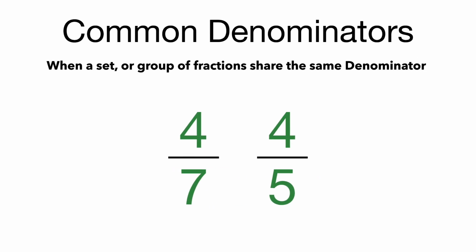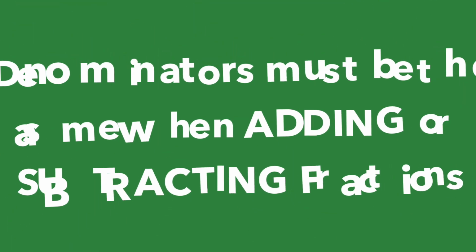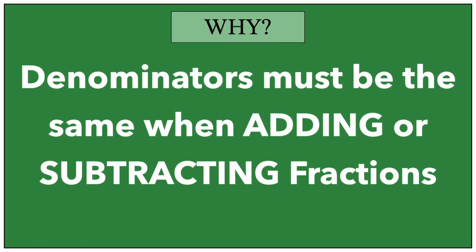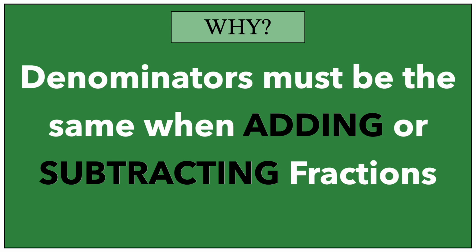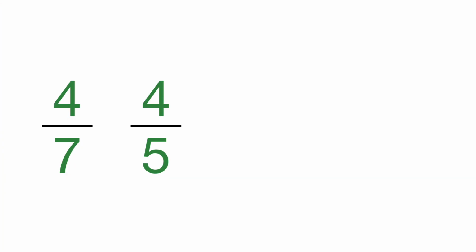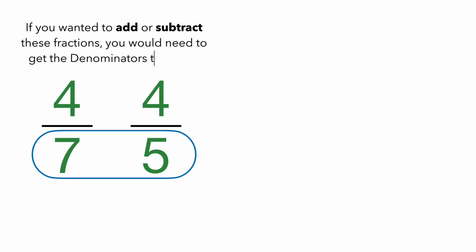Let's do another example. So we have 4/7 and 4/5. These are not common denominators because 7 and 5 are not equal. Even though the numerators are the same, that doesn't matter because the denominators have to be the same to be common denominators. One thing you might be asking is, why does it matter if the denominators are the same? It matters because when adding or subtracting fractions, you have to make the denominators common. So in that example of 4/7 and 4/5, if you wanted to add or subtract these fractions, you would need to get the denominators the same.